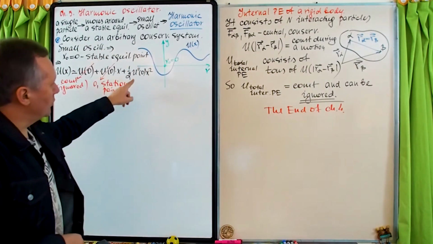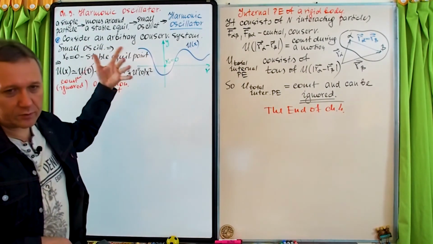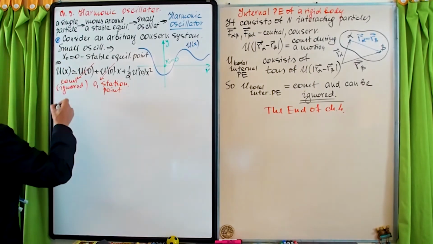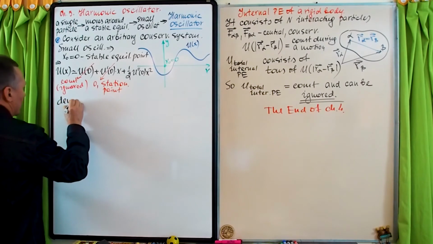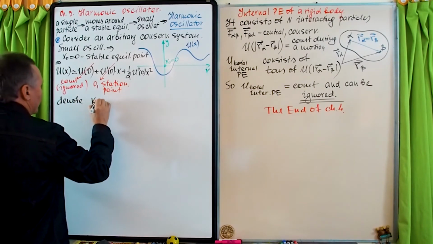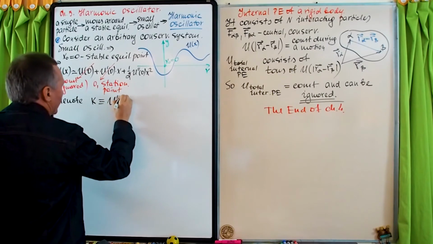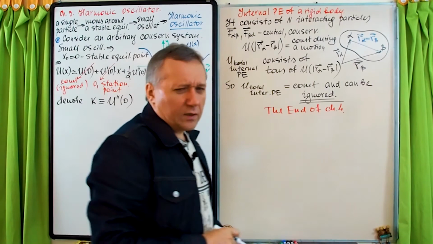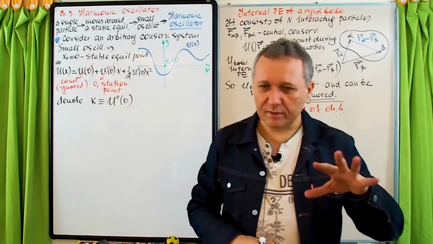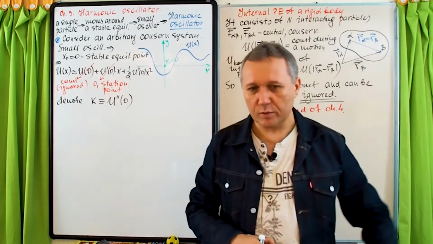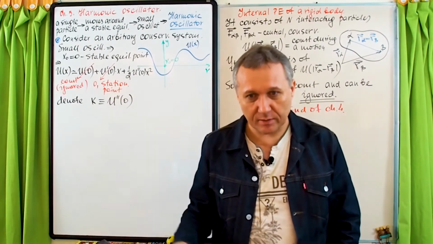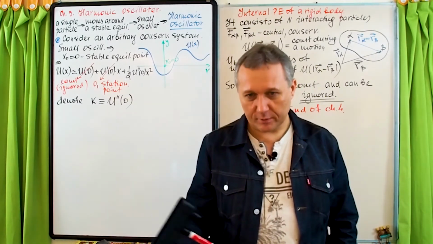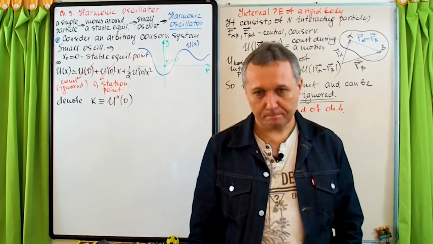And of course, who wants to deal with U double prime? It's too complicated to write. Let's just rename it. Let's denote it as k, defined as U double prime at 0. And we can call it spring constant. The term is kind of attached to the spring-mass system, so it's better to call it force constant.